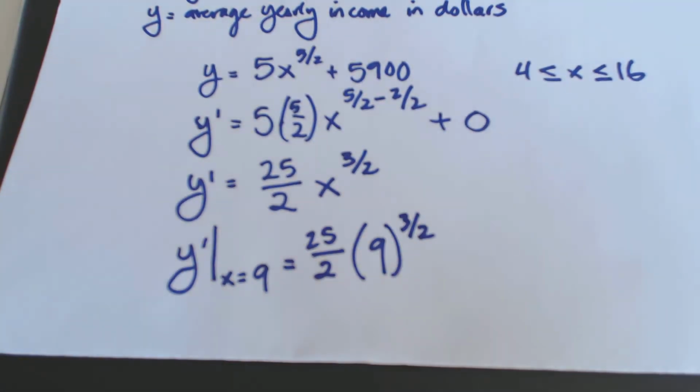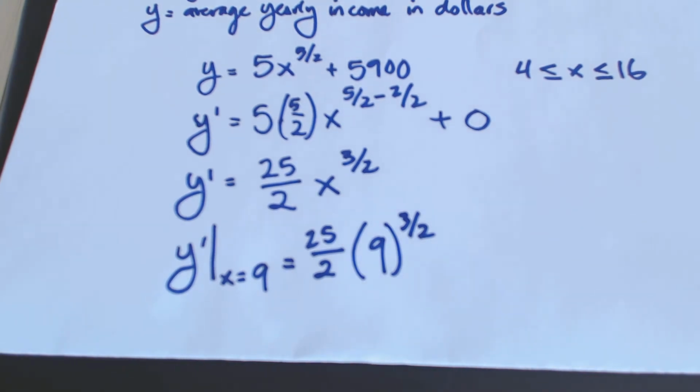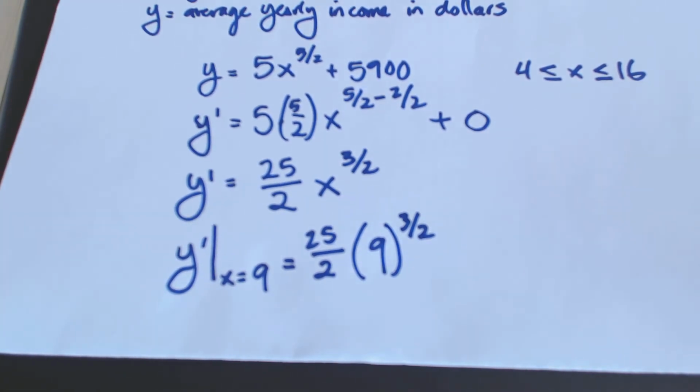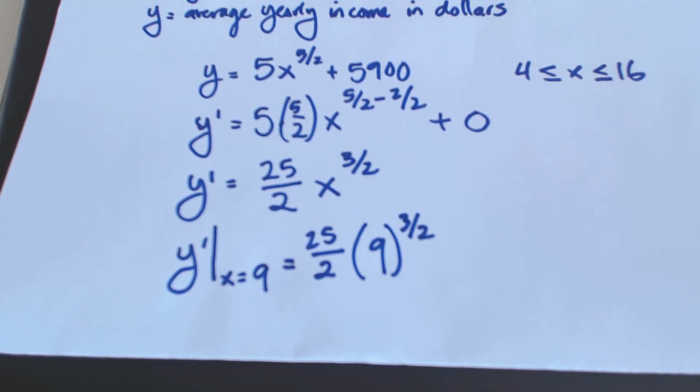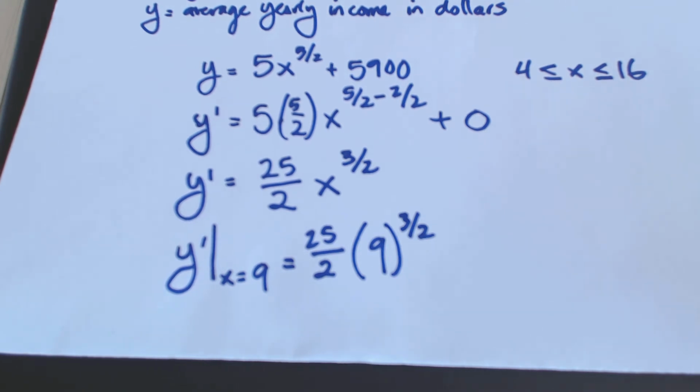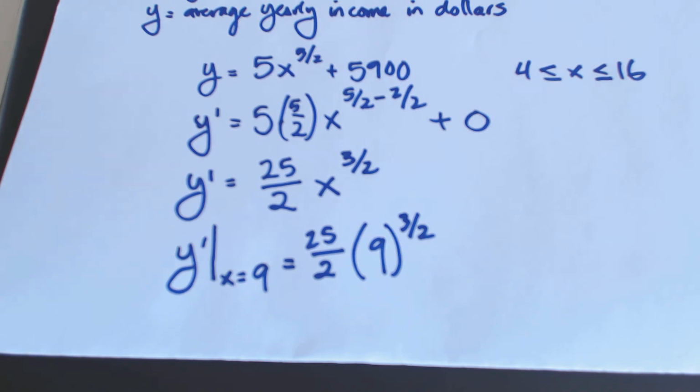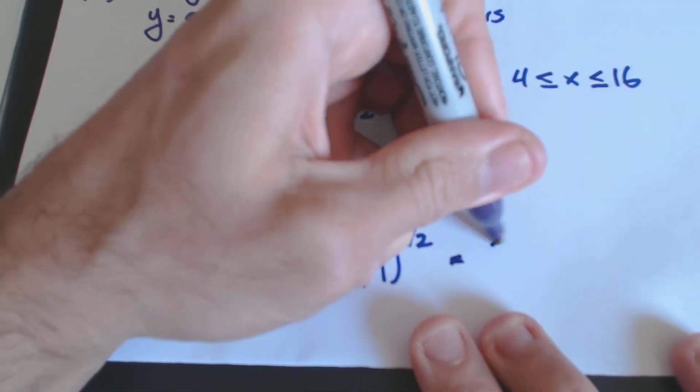Let me just plug that into the old calculator just to make life easier for myself. 25 halves times 9 raised to the 3 halves. So we get 337.5.